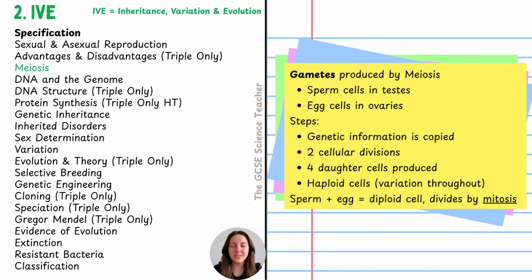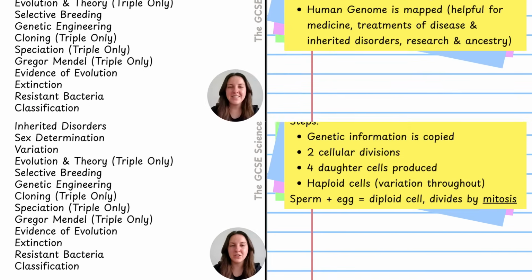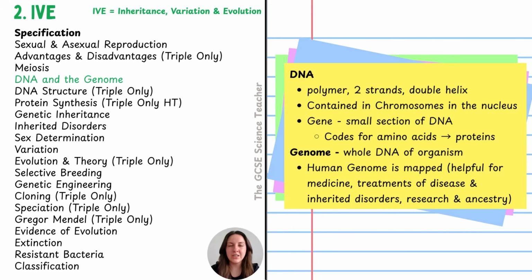Gametes are produced by meiosis, a type of cell division, the sperm cells in the testes, the egg cells in the ovaries. The steps include genetic information being copied, 2 cellular divisions, and 4 daughter cells produced, leading to haploid varied cells. The sperm and egg cell can then fuse together in terms of their nuclei and form diploid cells, which divide by mitosis. DNA is a polymer made of 2 strands in the shape of a double helix. It's contained in chromosomes in the nucleus. A gene is a small section of DNA that codes for amino acids that make proteins. The genome is the whole sequence of DNA of an organism, and the human genome was mapped, which has been helpful for medicines, treatments of diseases, inherited disorders, research, and ancestry.